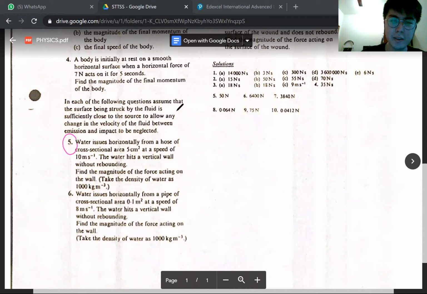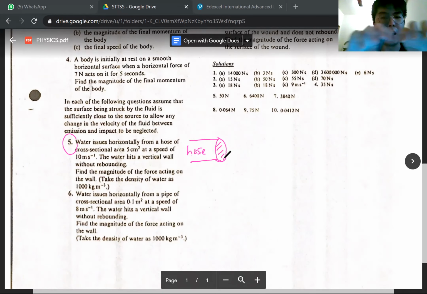Now, water issues horizontally from a hose of cross-sectional area. Now, let's draw it out, easier to see, okay? So this is your hose. Now cross-sectional area is the area of the opening here, meaning that if you have a hose and imagine you cut it at the center, 你把它切一半，然后你看它的旁边那边，那个就是我们叫 cross-sectional area. Okay, that one is a cross-section. So in this case is this one, the shaded region. So 5 cm2. Okay, now water issues at a speed of 10 meter per second.